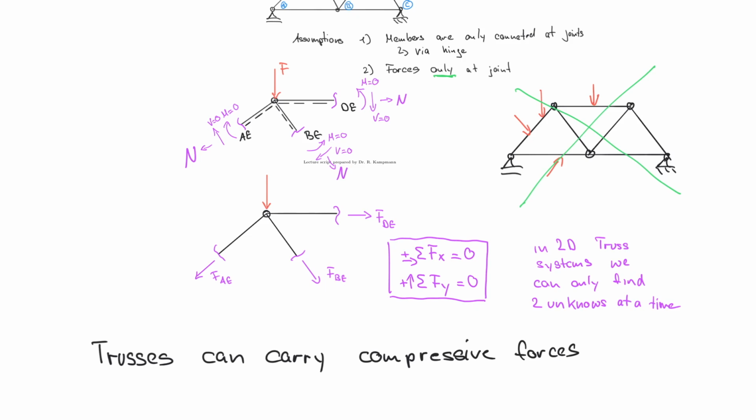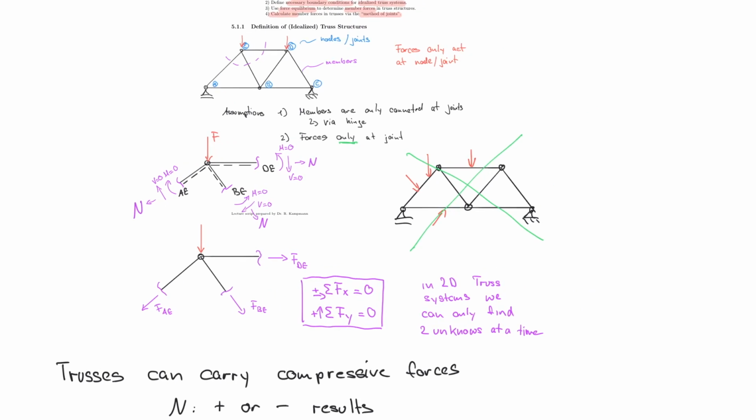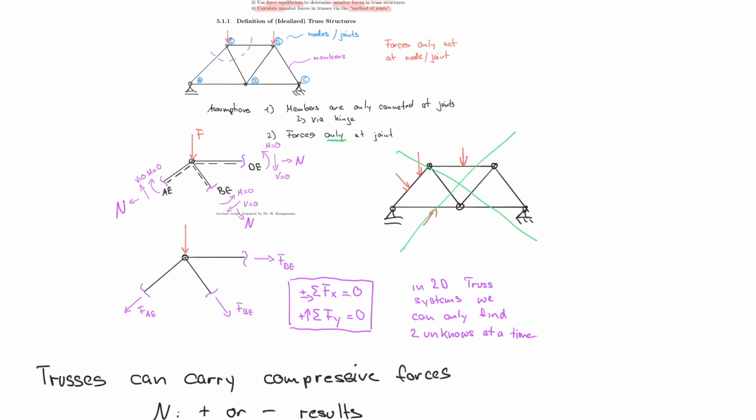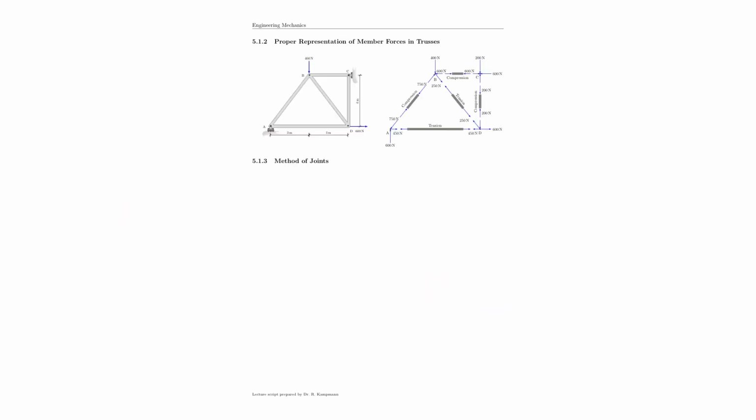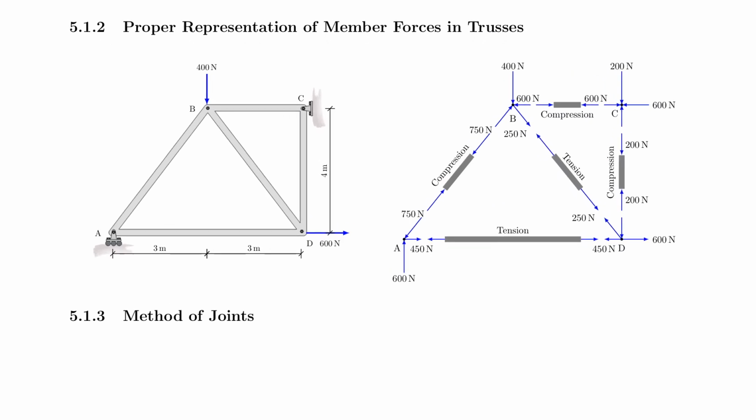So therefore, I can now find N with positive or negative results. And that is different from our cable structures we had before. The difference here is that we will now have to differentiate between tension or compression, and we have to talk more about that as we solve these problems. And before we solve these problems, let's take a look at the actual representation of the results.